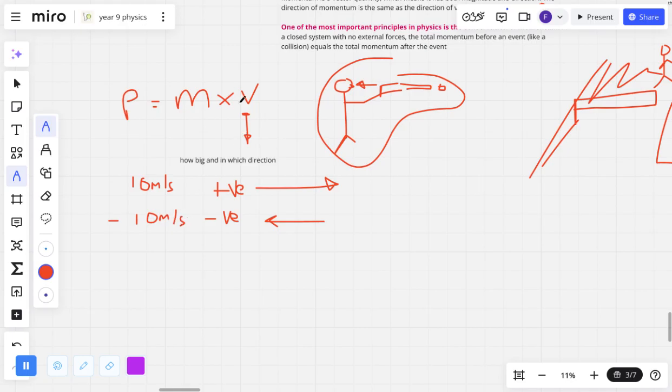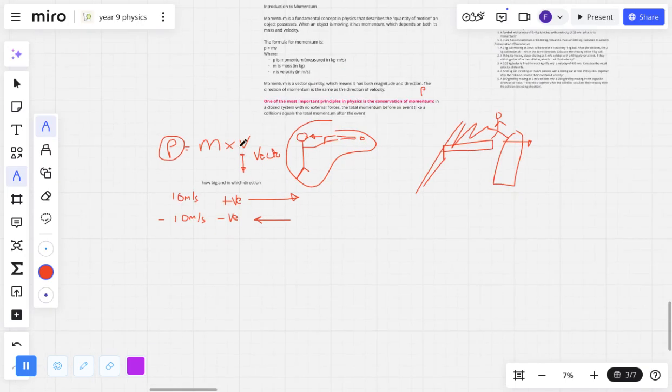Now, if velocity is a vector quantity, then so is momentum. We know which direction. So that's the first thing. The first thing is look how easy the formula is. Momentum equals mass times velocity, but it has direction.